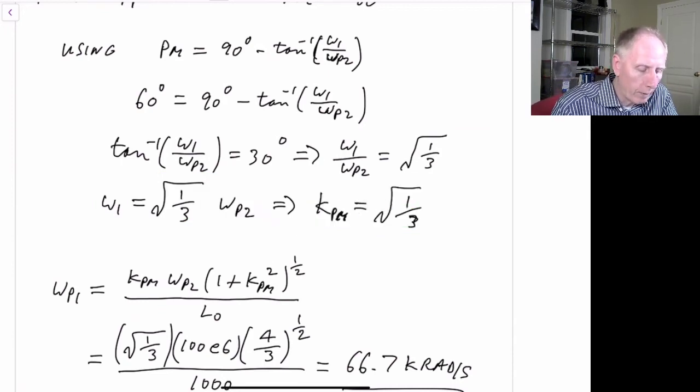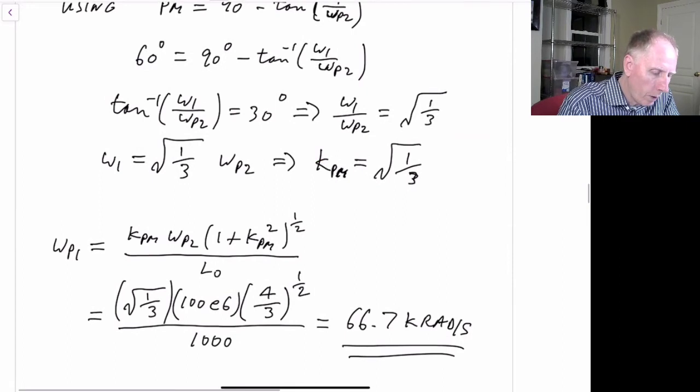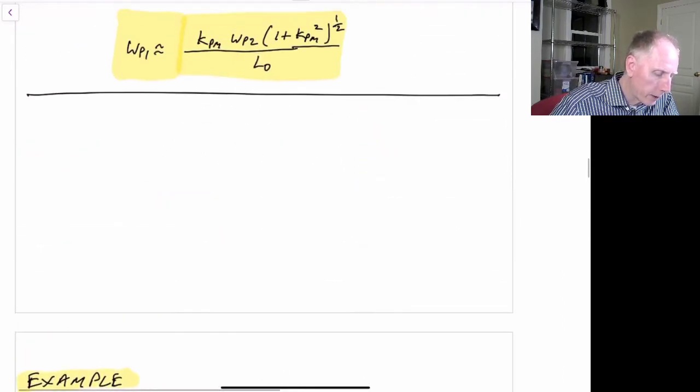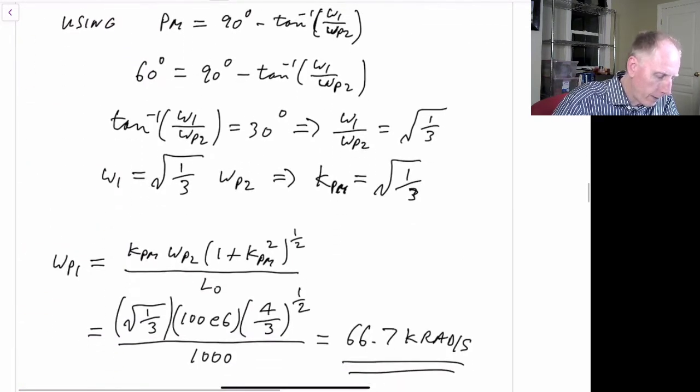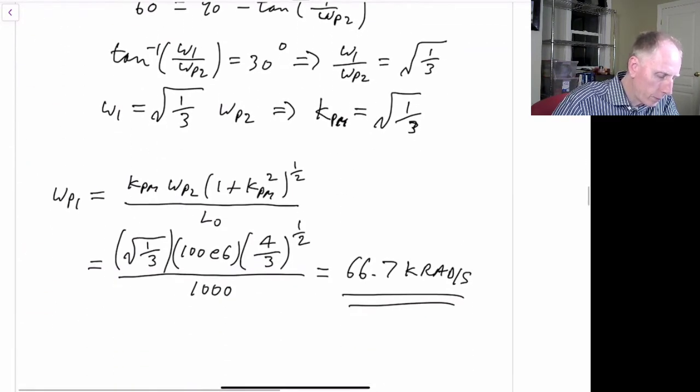We now know what the relationship is between omega 1 and omega p2, our non-dominant pole. We can next use our next equation, which was shown here, and put that one in. So just repeat it in this location here.